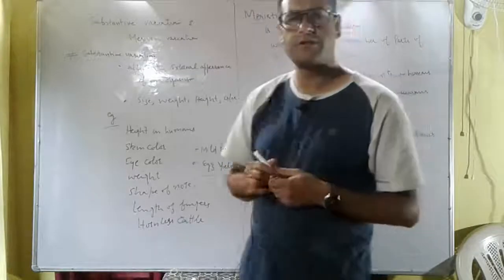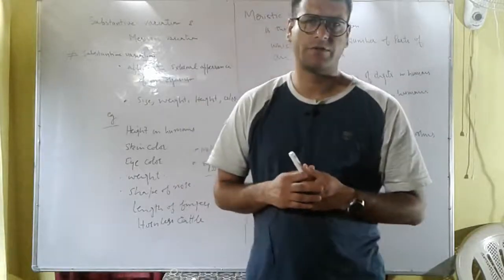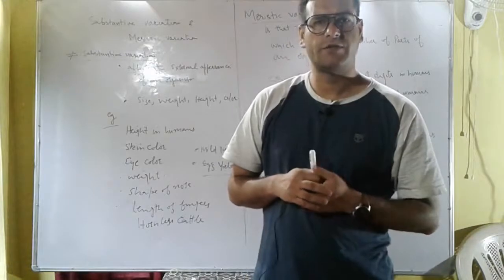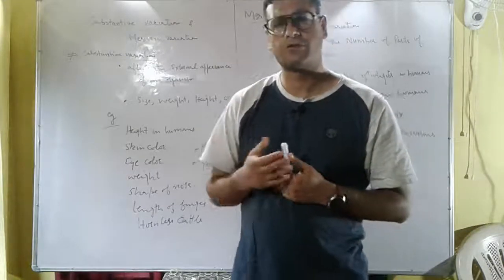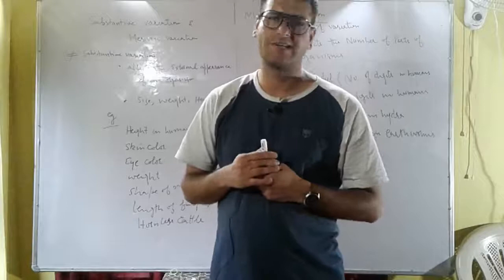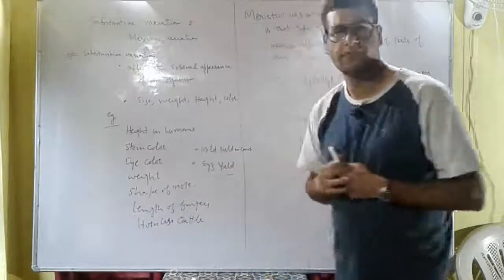So meristic variation affects the number of parts of an organism, and substantive variation affects the external appearance of an organism. It affects the size, weight, and color of an organism. Thanks.